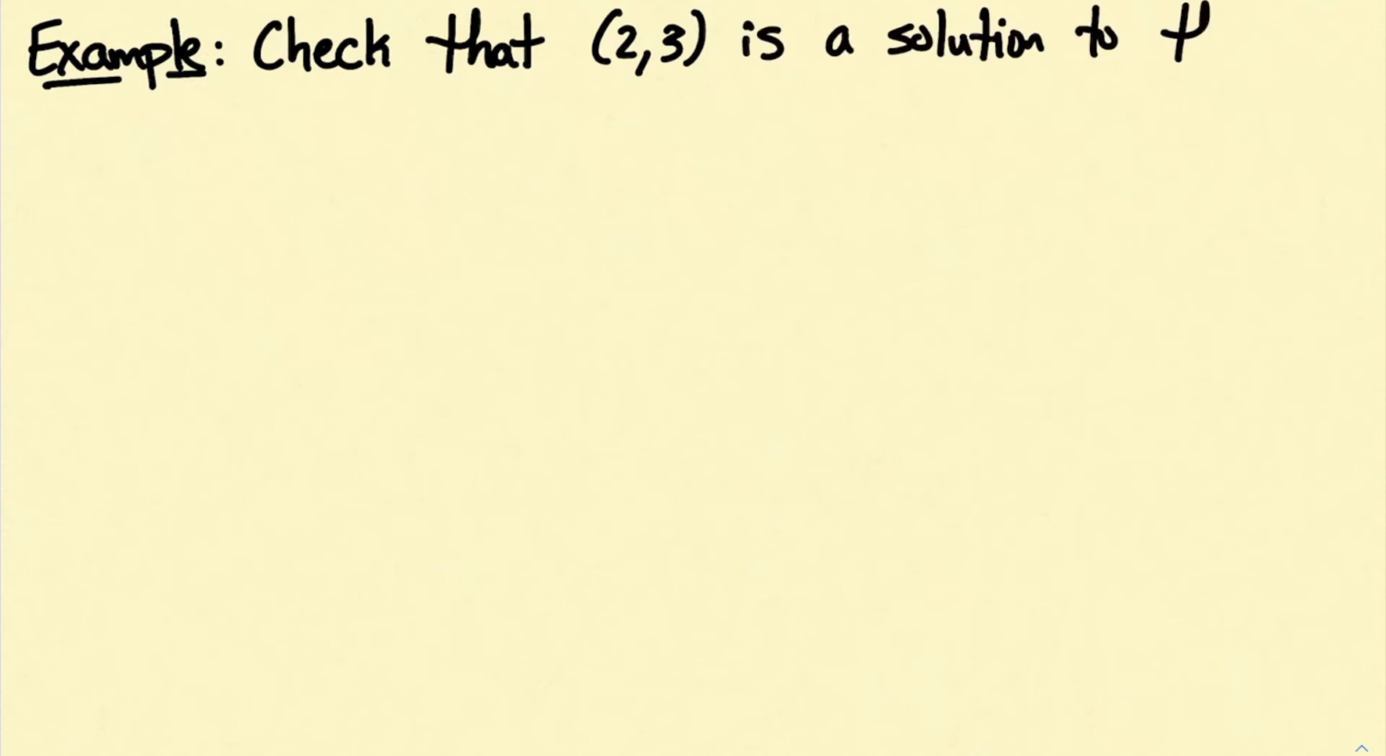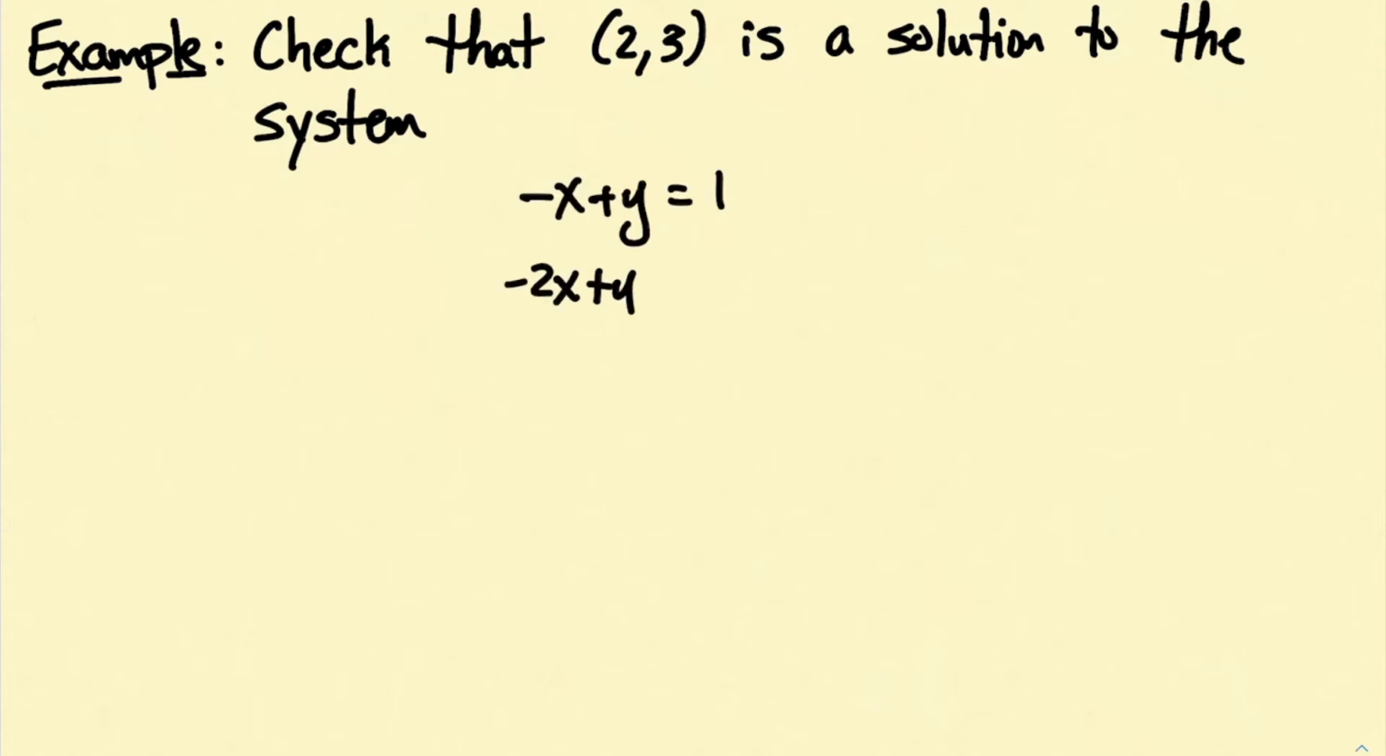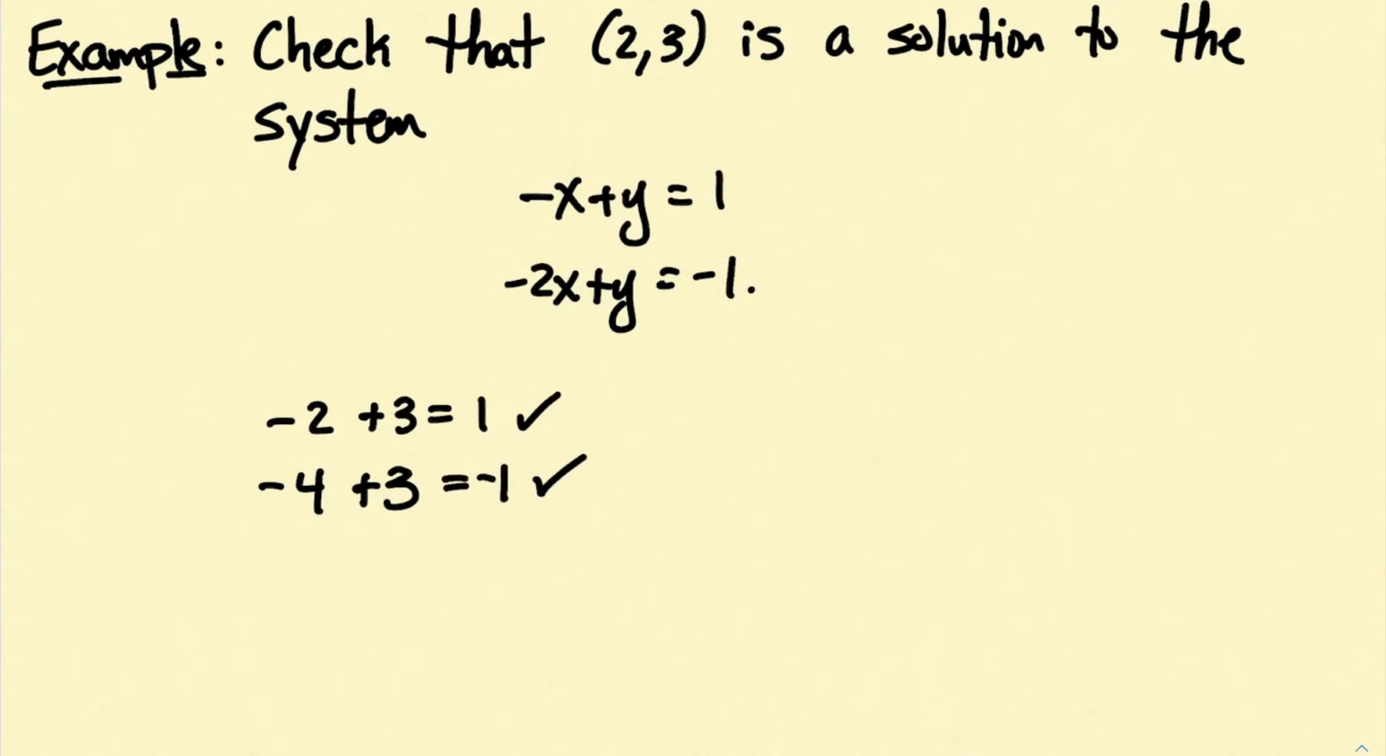So if we want to check that a point, in this case (2, 3), is a solution to a system, that means we have to plug the number 2 in for all of the x's, plug the number 3 in for all of the y's, and make sure that both of our equations are satisfied. When we plug 2 and 3 into the top equation, we get negative 2 plus 3 is 1. And when we plug 2 in for x in the bottom and 3 in for y, we get negative 4 plus 3 is negative 1. Great.